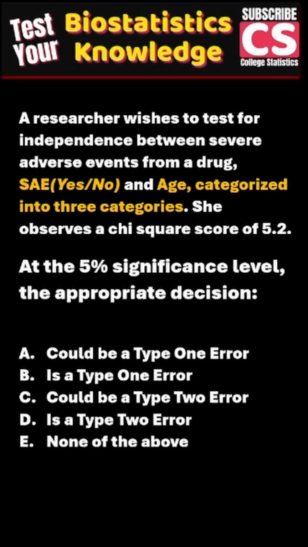At the 5% significance level, the appropriate decision, A, could be a type 1 error. B, is a type 1 error. C, could be a type 2 error. D, is a type 2 error. And E, none of the above.